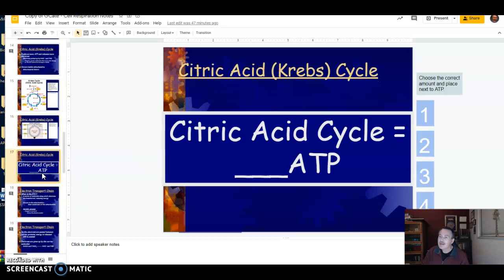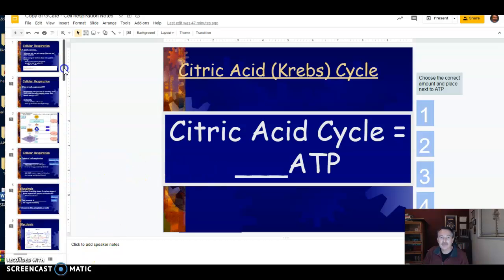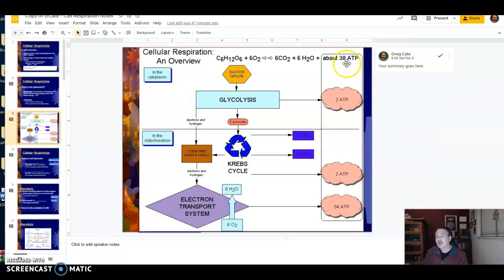Okay. This slide here is just asking you how many ATP are actually made during the citric acid cycle or the Krebs cycle. And again, if you forgot, go back up to page 3 and it will show you. So go back up here and look over here in the chart, and it will show you how many ATP are actually generated.